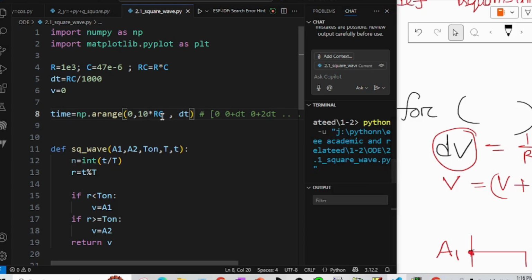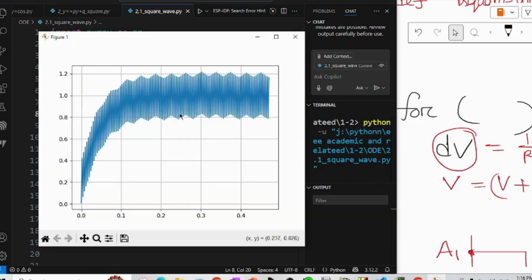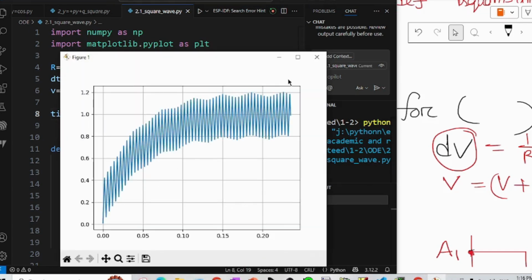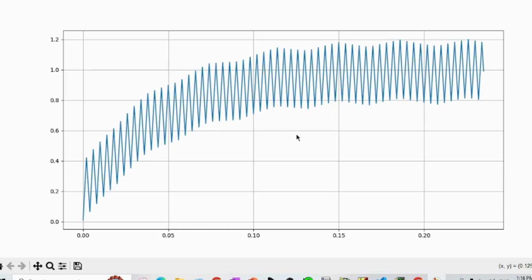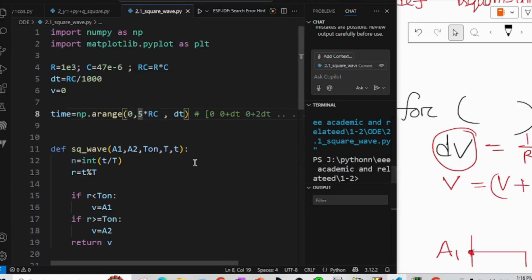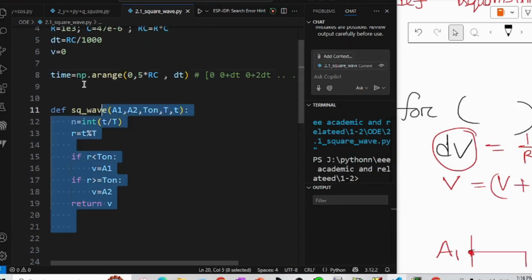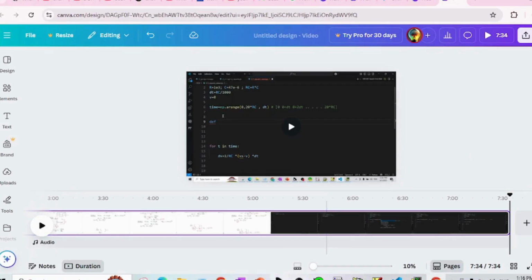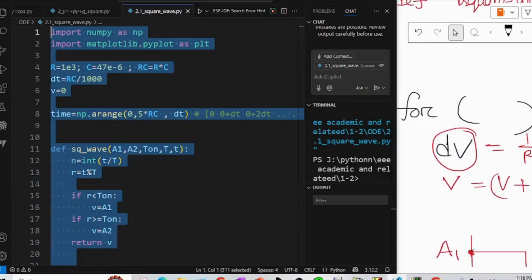Now let's see what happens. Okay, not 10 RC, 5 RC. Okay, so I have some triangular-like shape, right? Whatever, I have obtained the voltage across this capacitor by using this code. So thus you can solve any kind of differential equation with this technique.